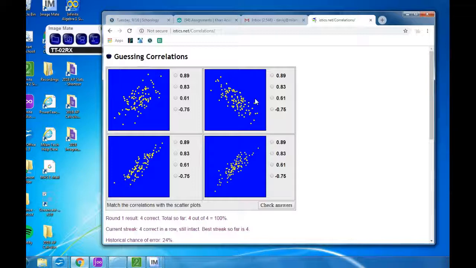Wait, what happens if there's only 1 point? The bottom ones are very close. And obviously the 2 is. So this one's the negative one, right? Yeah. That's pretty easy. I think this is the weakest positive one. Do you agree? Correct. So that's going to be the 0.61. These are pretty close, the bottom right and the left one. The bottom right is stronger. I think this is the stronger one and this is the weaker one.